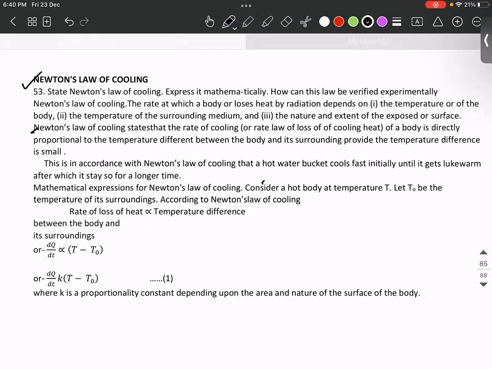So that is the mathematical expression for the problem. Now we are going to see the derivation of this. This derivation is important, so practice it.